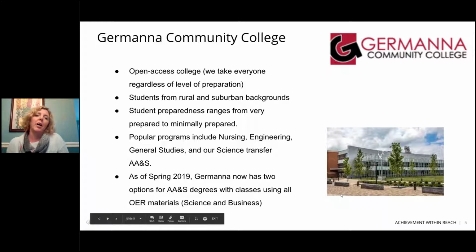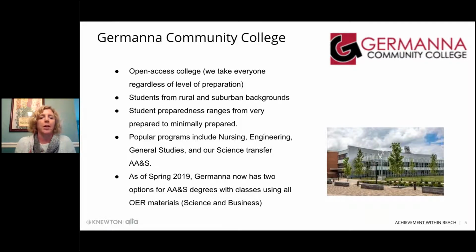So what about Germanna? Well, we are open access, so that means we take everybody. Doesn't matter how prepared they are. Our students are from rural and suburban backgrounds, and they can be minimally prepared all the way to very prepared. A lot of those very prepared students have just come out of high school. Our popular programs include nursing, engineering, general studies, and our science transfer associate's degree, which is designed to seamlessly transfer to the 4-year universities in Virginia. And as I mentioned, as of spring 2019, we have two full associate's degrees that can use all OER materials.